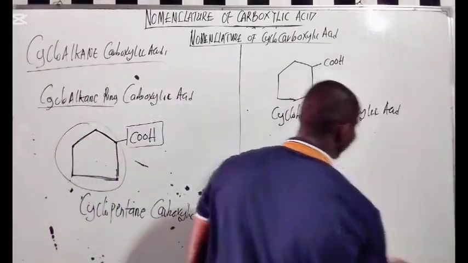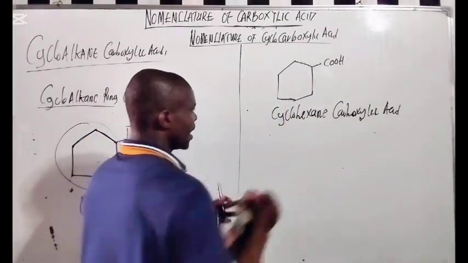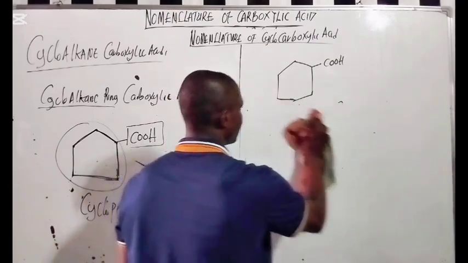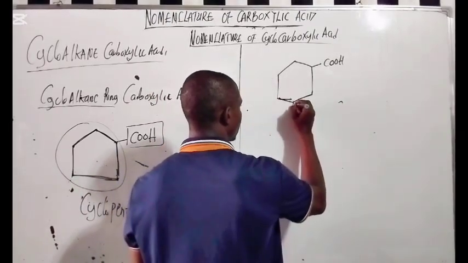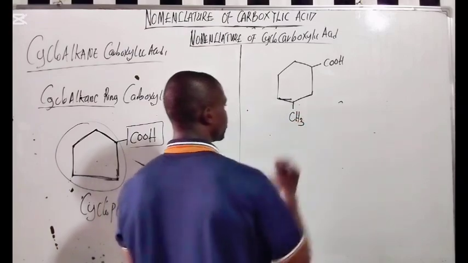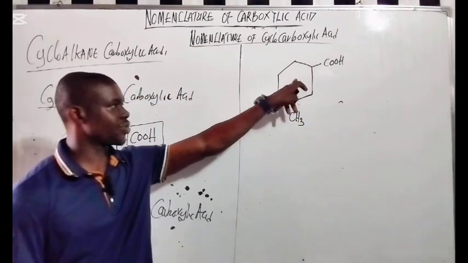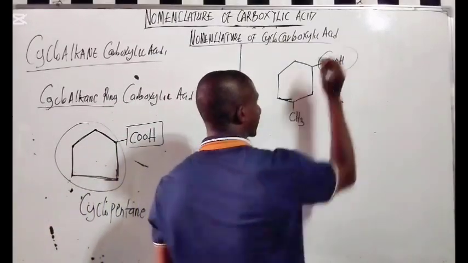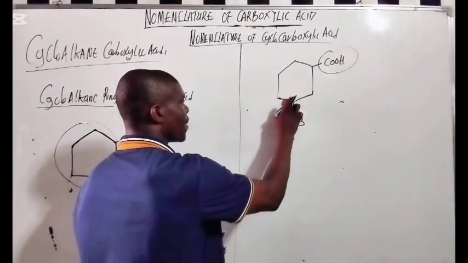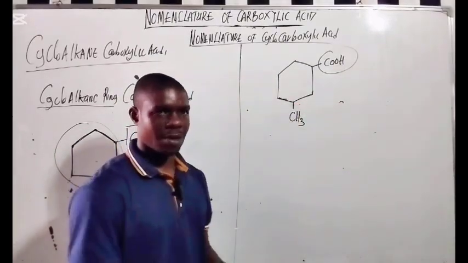Now remember, if you have substituents, for example, if there is a substituent in this ring, here, probably a CH3, how is it going to look? The functional group is going to be carbon 1, right? Then the other carbon atom here must have the lowest possible number.